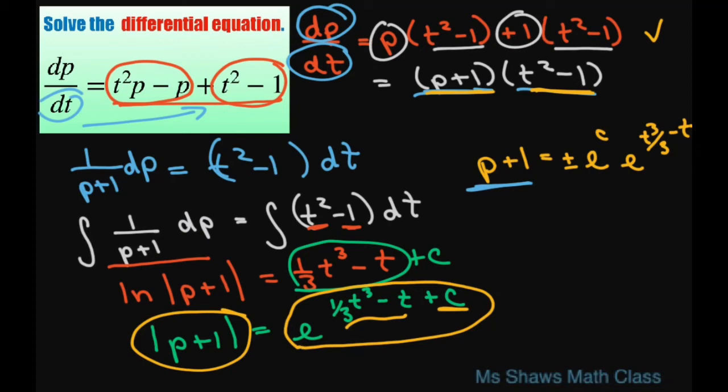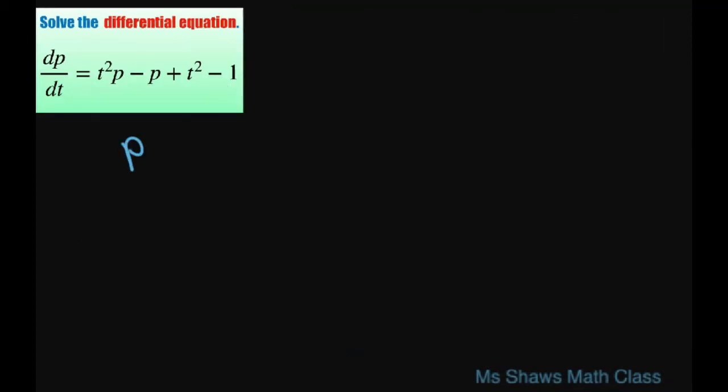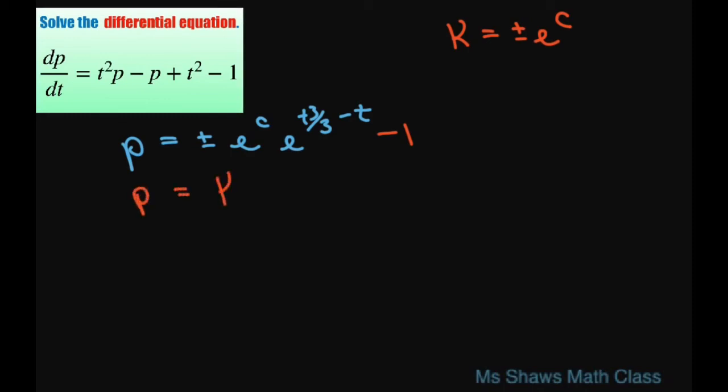So let's do that. We're going to get p equals plus or minus e to the power of c times e to the power of t cubed divided by 3 minus t. Now, I'm going to go ahead and let k equal plus or minus e to the power of c. Sometimes they leave that in the answer. Oh, we forgot the minus 1, or I did. So you put the minus 1 there. So basically you're going to get p equals k for this piece times e to the power of t cubed divided by 3 minus t, and then we have our minus 1.